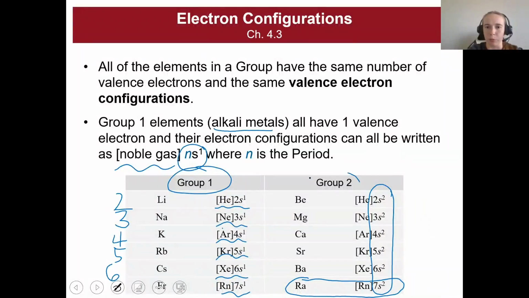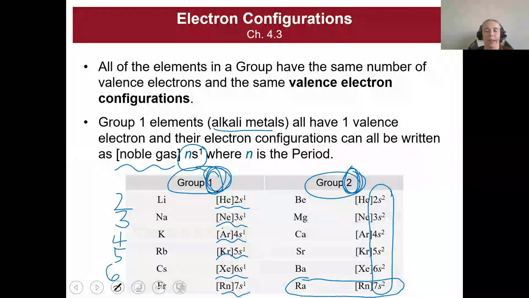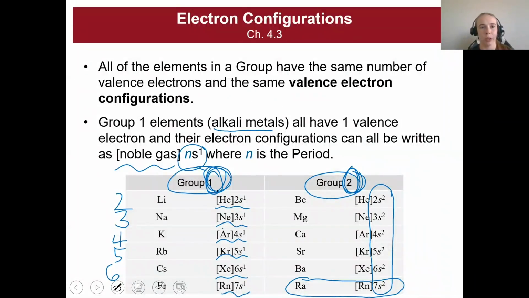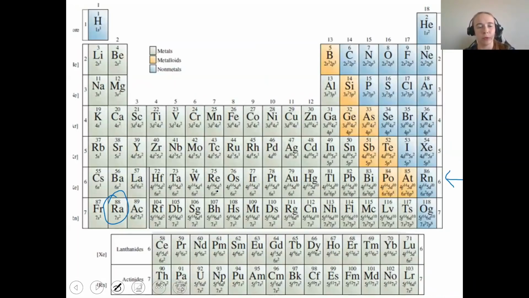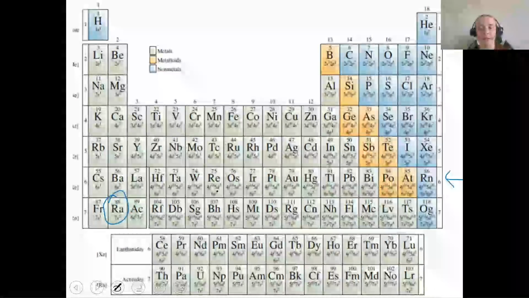So these are group 2, and group 2 works the same way as group 1, except now we have 2 valence electrons. In the case of group 1 and 2, and this is not always the case, that is the number of valence electrons. Group 1 has 1 valence electron. Group 2 has 2 valence electrons. So group 1 we write as ns1. Group 2 we write as ns2.